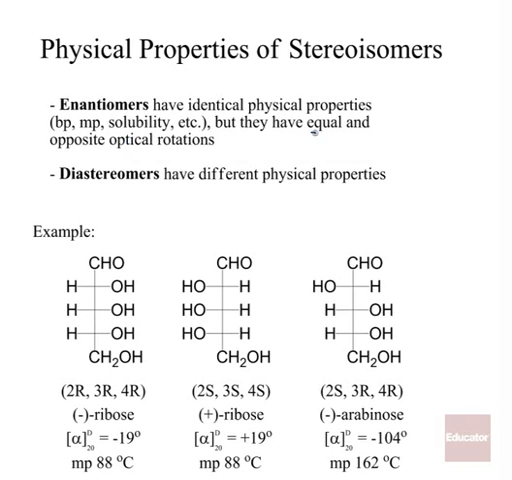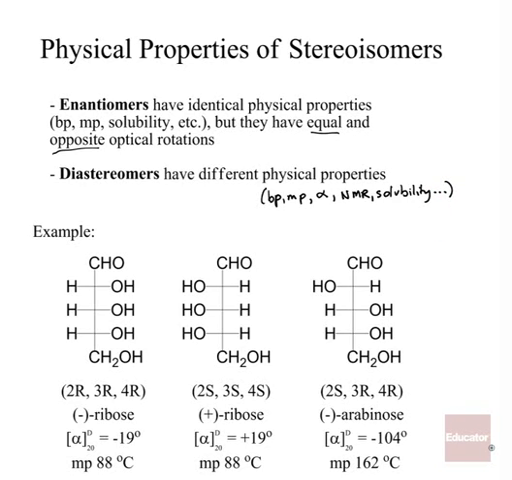It turns out they have equal and opposite optical rotation. So if one enantiomer rotates it clockwise, the other enantiomer is going to rotate it counterclockwise. One will have a plus angle and the other will have a minus angle of the exact same magnitude. When we're comparing diastereomers, stereoisomers that are not mirror images of each other, they just have different physical properties. So again, anything you can imagine: boiling point, melting point, optical rotations, NMR, solubilities. They may coincidentally be similar, but they are not going to be identical.